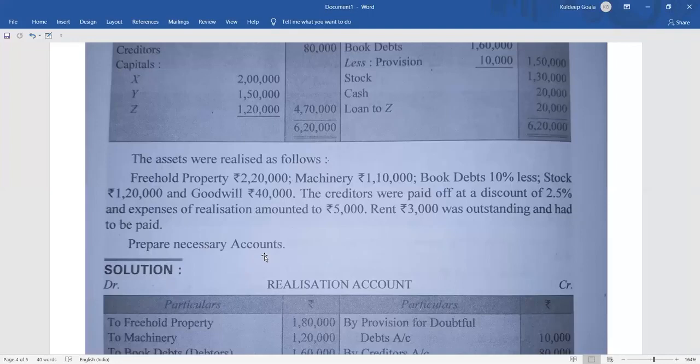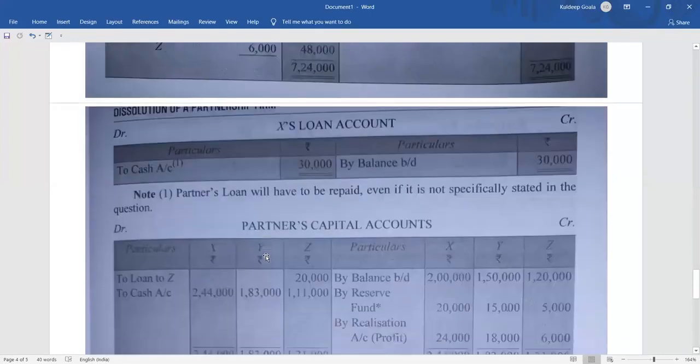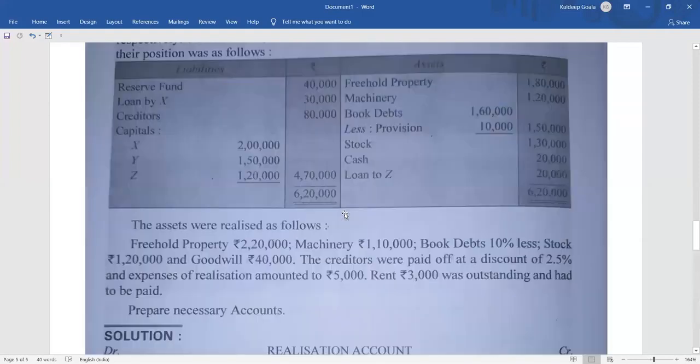So there are 4 accounts which are required at the time of dissolution of the firm. What are they? First one, realization account. Then comes the partners capital account. Even sometimes partners loan account is prepared before that. So partners loan account, then partners capital account, and at last cash or bank account. We'll start with that. We'll prepare all the 4 formats. Realization account is prepared, then X loan account is prepared because there was a loan of X. If you want, you can prepare Z's loan also, but if you don't want to, you don't need to prepare it. Then partners capital account is there and cash account is there. Okay, all the 4 accounts are prepared.